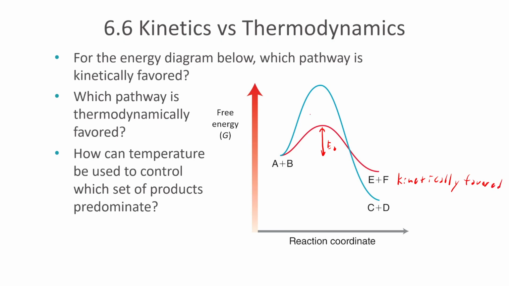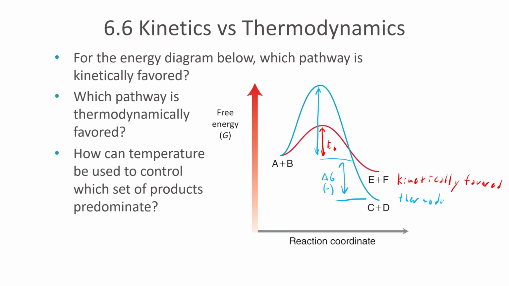However, C and D have a very high activation energy, so this is going to be a very, very slow reaction. But assuming that you can get it to go, eventually you'll get more and more C and D because C and D have a larger, negative delta G. So this is thermodynamically favored.